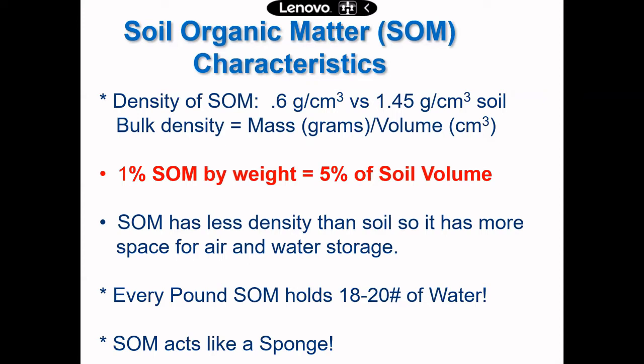We like to say that soil organic matter is about like a sponge versus about 1.45 for, say, your regular soil. So again, when we're looking at bulk density, it's the mass or the weight divided by the volume. And since soil organic matter has less density than the soil, it has more space for air and water storage. Every pound of soil organic matter holds about 18 to 20 pounds of water, and it acts just like a sponge.